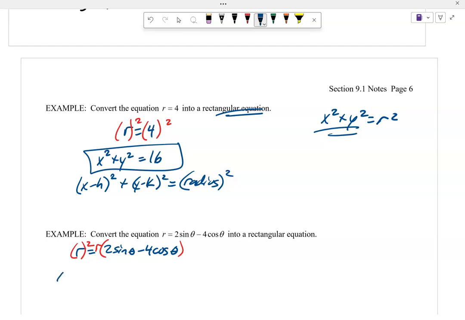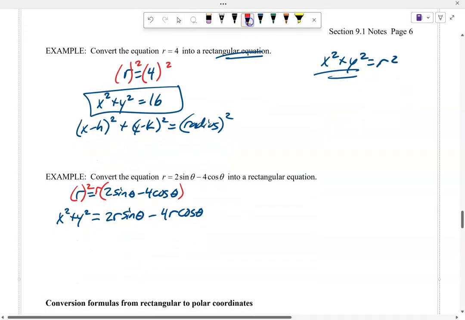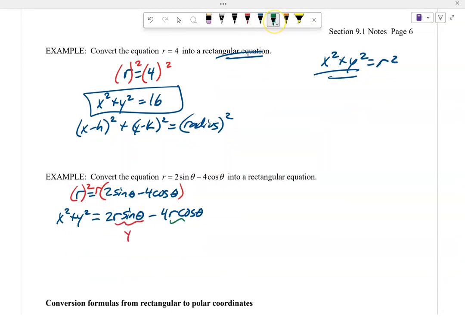So I have r squared, which is x squared plus y squared, equals, and then I have r times 2 sine theta, so 2r sine theta minus 4r cosine theta. And why do I do that? Well, r sine theta, there's my y. R cosine theta, there's my x. And so what we have is x squared plus y squared equals 2y minus 4x.